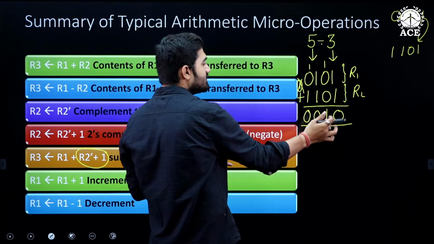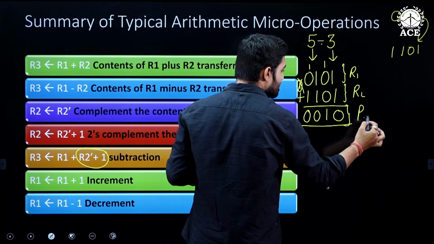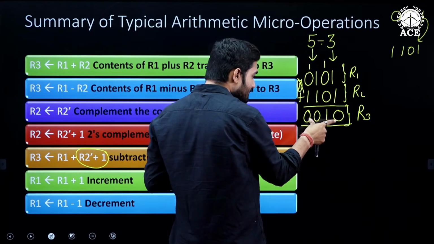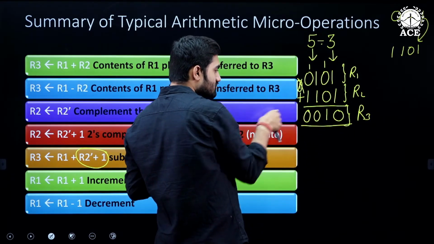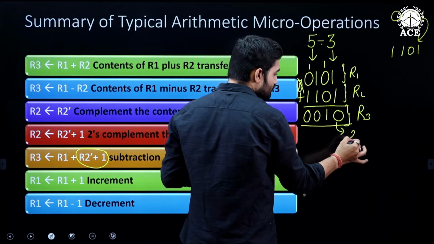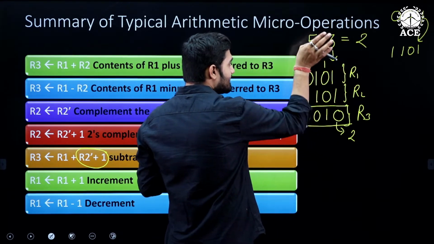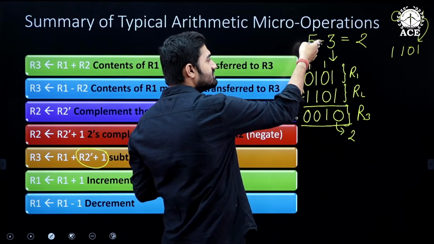Take this result. What is this result, man? And this result we are transferring in R3. Okay, fine. Can you tell me what is this in 2's complement? Please tell me in 2's complement what is this person? This person is 2. Can you tell me what is 5 minus 3? 2. That means there is nothing like negative here.